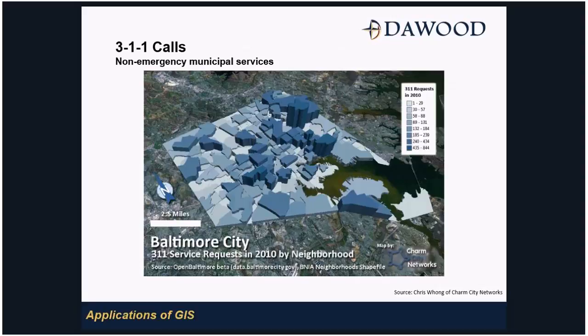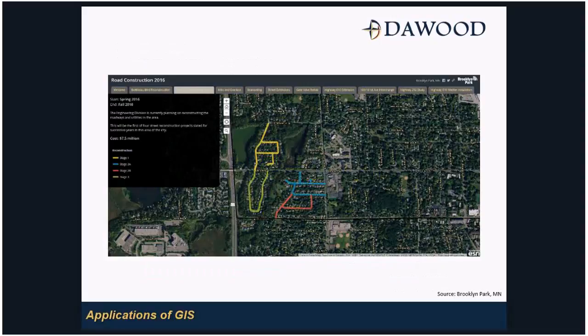Baltimore City is managing their data in a GIS, and this is a quick map that I'm sure that they created showing by neighborhood the non-emergency 311 calls, and you can see by the way they're extruding each neighborhood where the highest concentration of that occurs. Brooklyn Park also shares information on road construction with their citizens via GIS. So not only current road construction, but upcoming as well.